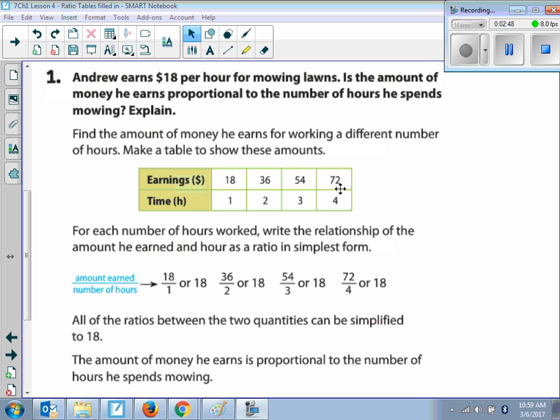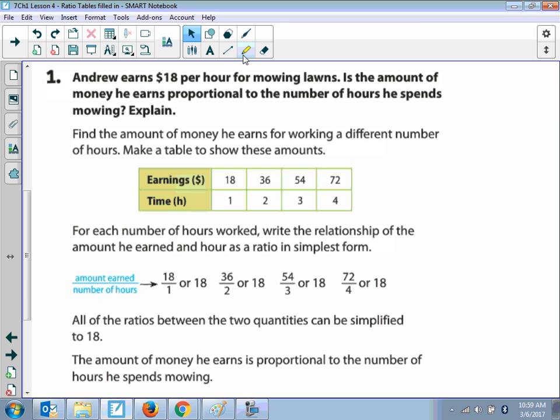Is everybody with me? So here, 18 to 1 is our first rate. That's $18 for 1 hour. Here I have 36 to 2. So $36 for 2 hours. That's our second rate. If I simplify that, that's going to be 18 to 1. 54 to 3 simplifies to 18 to 1, and so does 72 to 4. That also simplifies to $18 for 1 hour.